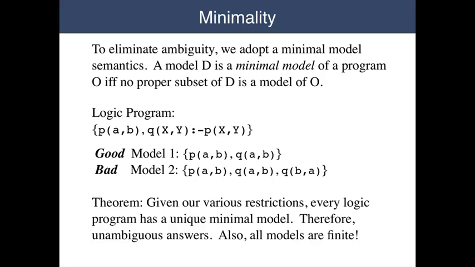To eliminate such ambiguities, we usually adopt a minimal model semantics for logic programs. A model D of a program is minimal if and only if no proper subset of D is also a model of that program. One interesting property of our language is that every logic program has a unique minimal model. Also, all models are finite.